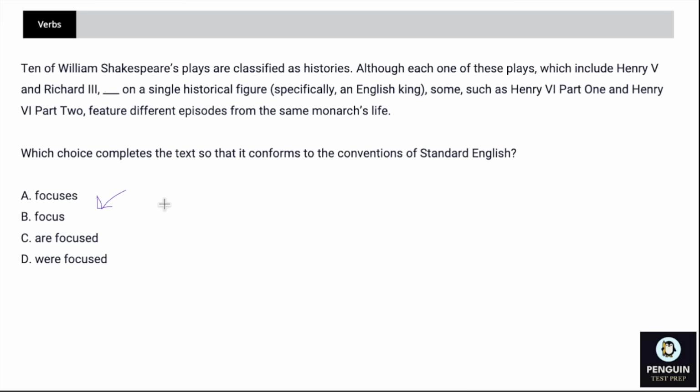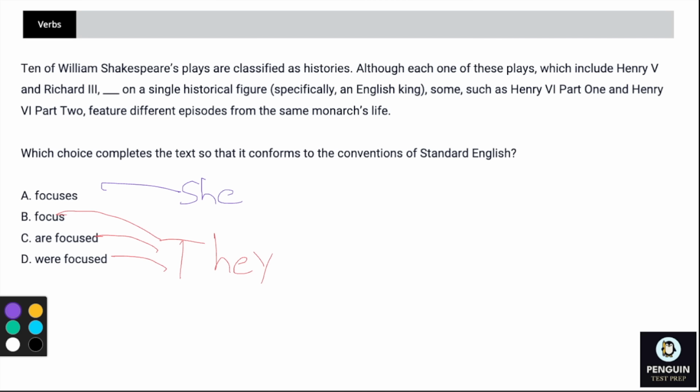And an easy way to do this is to take a singular pronoun like he, she, or it, we'll take she, and then taking the word they and then matching up. So we would say she focuses, we would say they focus, they are focused, and they were focused. So just like that, our odd verb out, the only singular one is A, and that is our answer. We do not need to look at the rest of the passage.